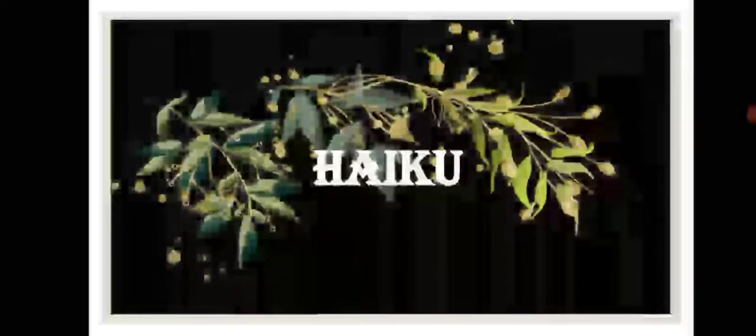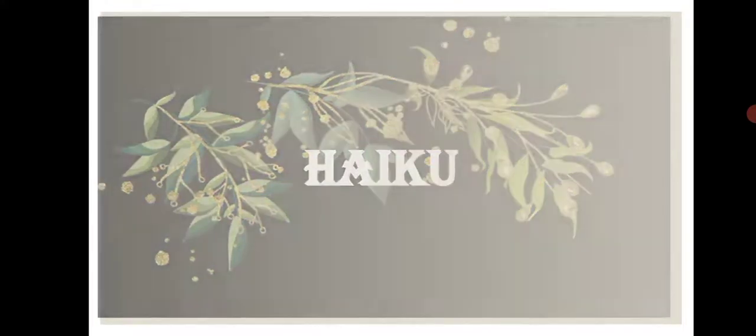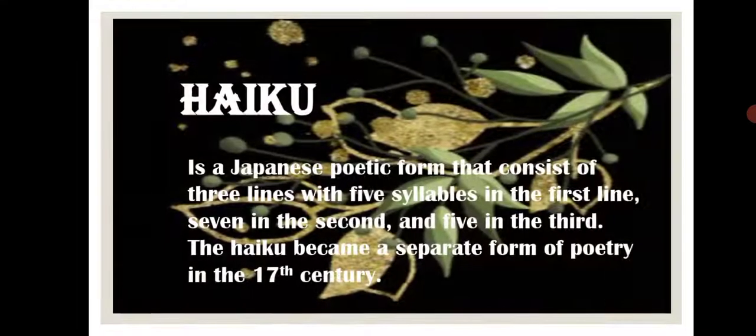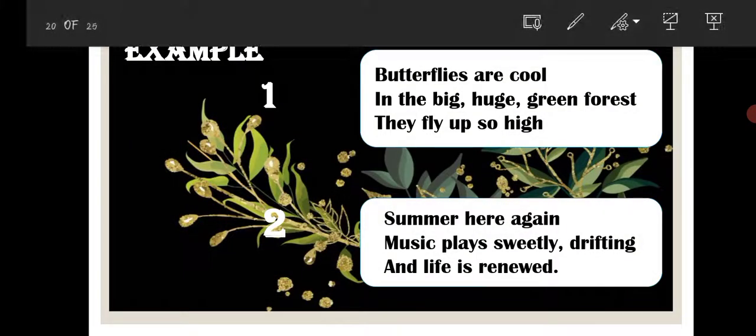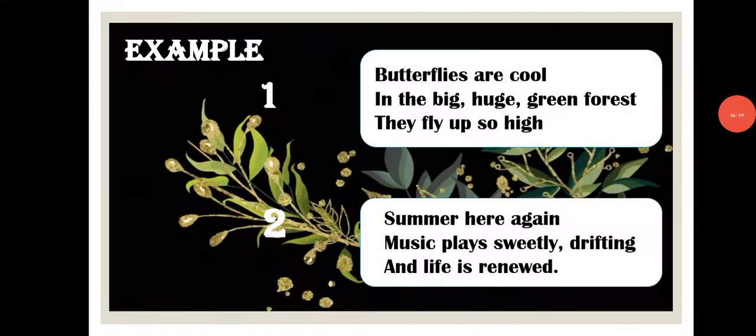The last example of a fun poetry is a haiku. A haiku is a Japanese poetic form that consists of 3 lines with 5 syllables in the first line, 7 in the second, and 5 in the third. The haiku became a separate form of poetry in the 17th century. I have here the example of a haiku.